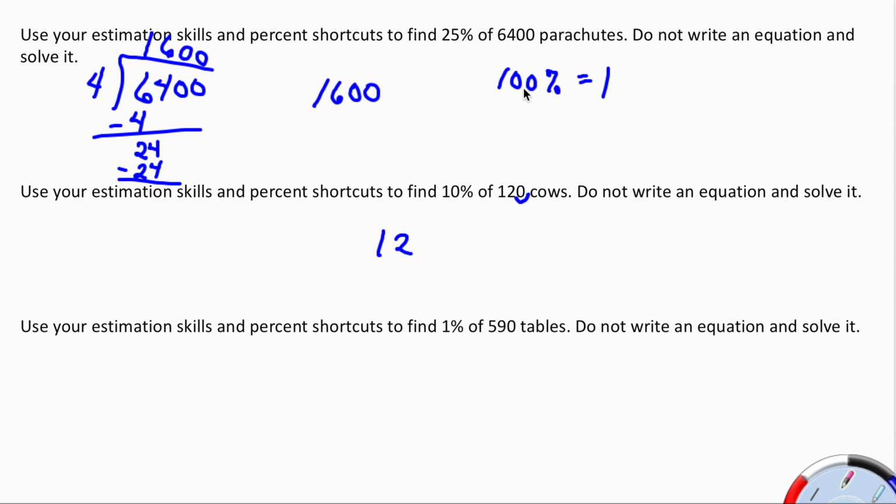1%, I'd want to get rid of both of these zeros, which means I'm moving my decimal 2 places. So it is 0.59 tables, right? Since you can't have 0.9 of a table, you'd say approximately 6.